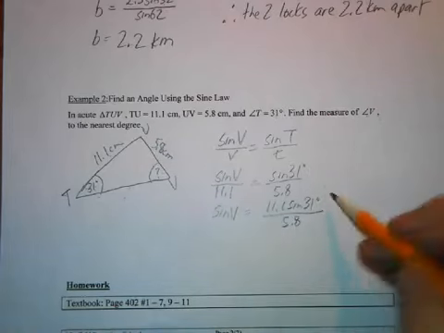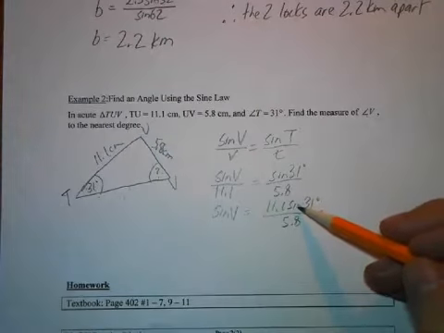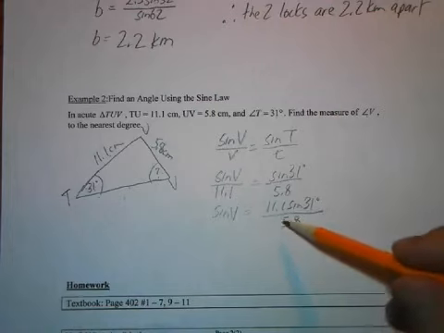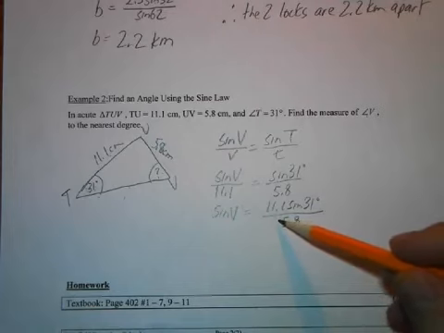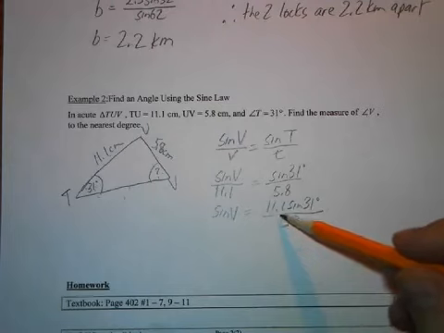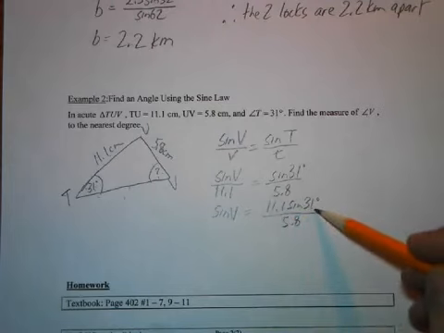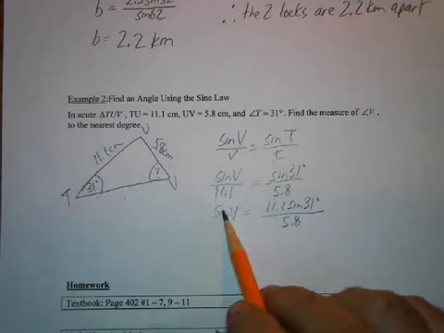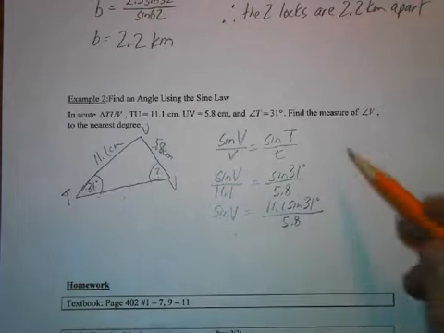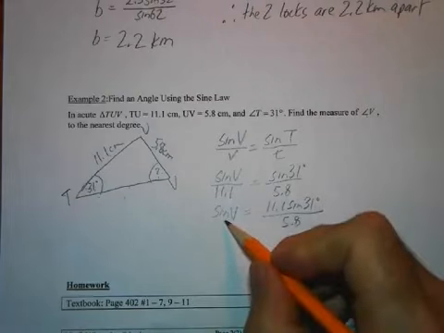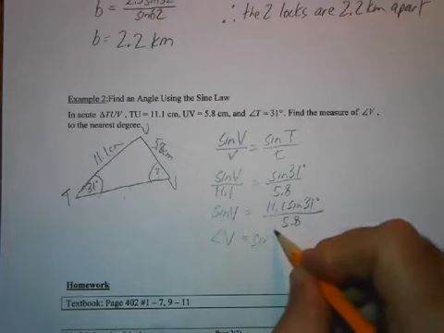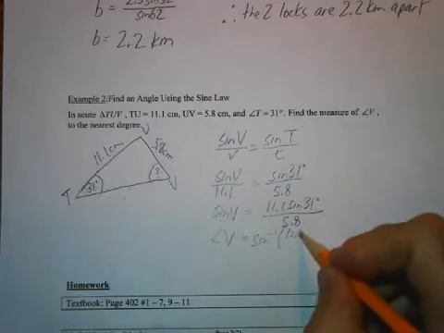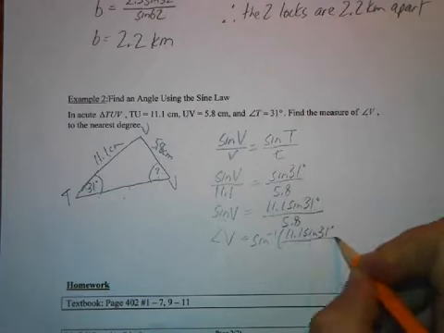Okay, now you could do this and you're going to get a decimal. If you do the calculation at this point, make sure you write down your answer to at least 4 decimal places. People round to 1 or 2 decimal places, the angle is going to be way off. Okay, but what I would recommend is not do the calculation yet. How do we undo sine? Well, we do sine inverse. So we're going to do that here as well. So if I do sine inverse of both sides, I get angle V is equal to sine inverse of this whole thing here, 11.1 sine 31 over 5.8.